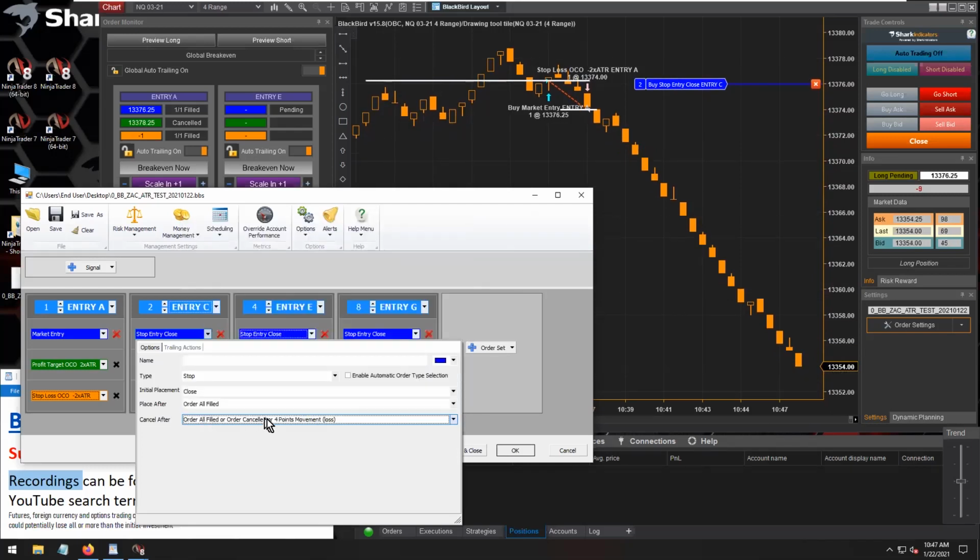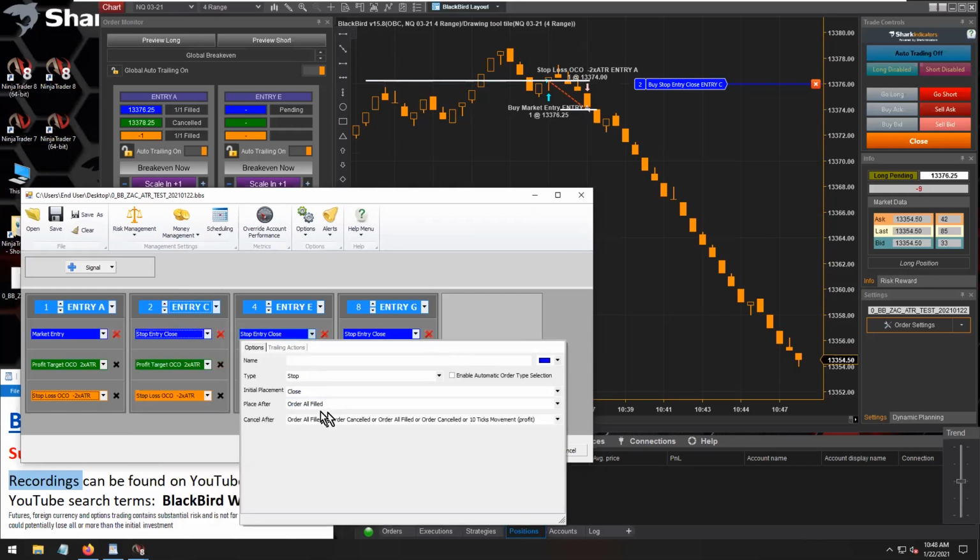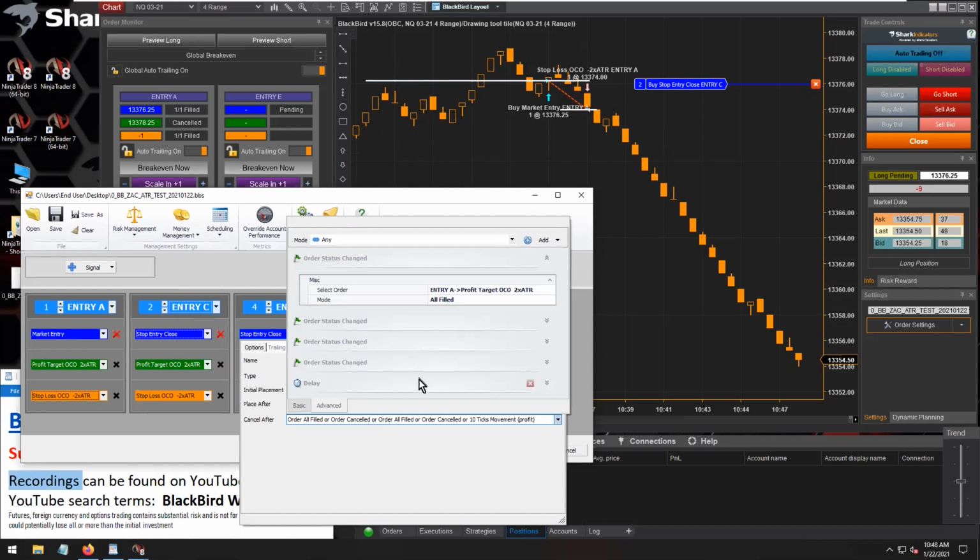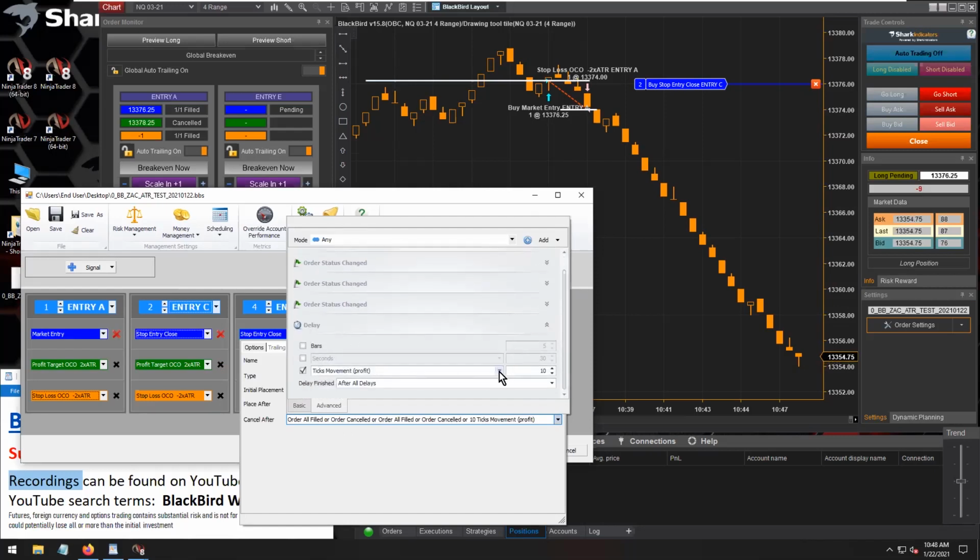So all right, we have order C set to monitor 4 points of movement in a loss direction. And let's do the same thing for E here. Let's go into E. And here's our delay. I never did finish setting it up. So let's set it to points of movement in a loss direction, and we'll set it to 4 points of movement.